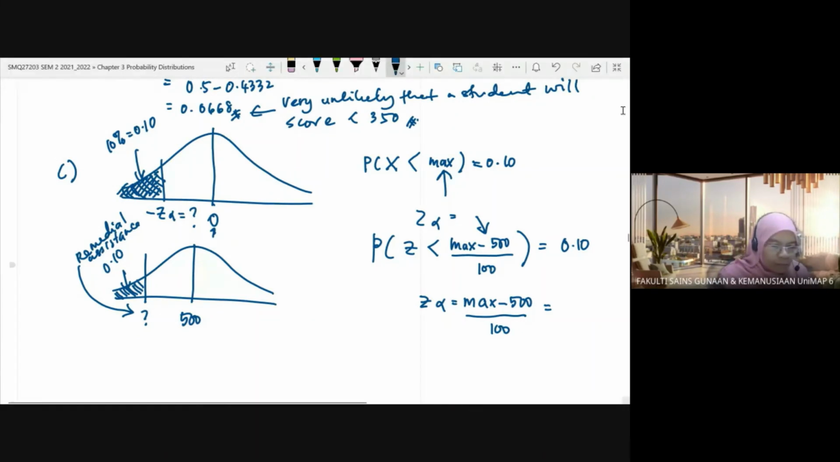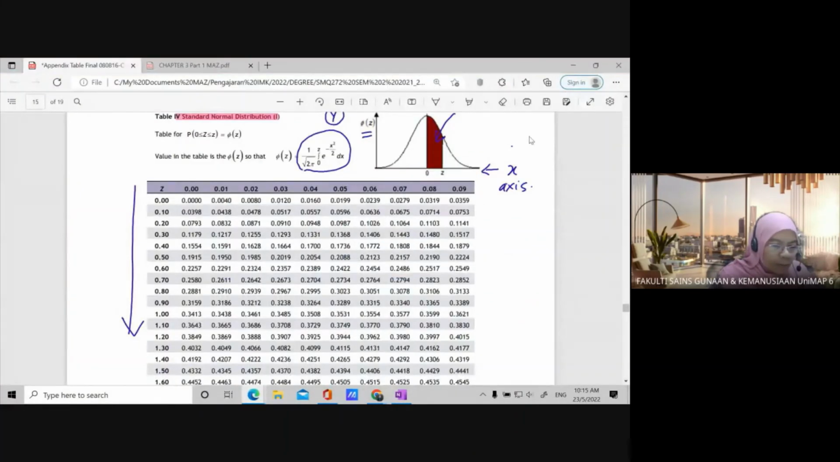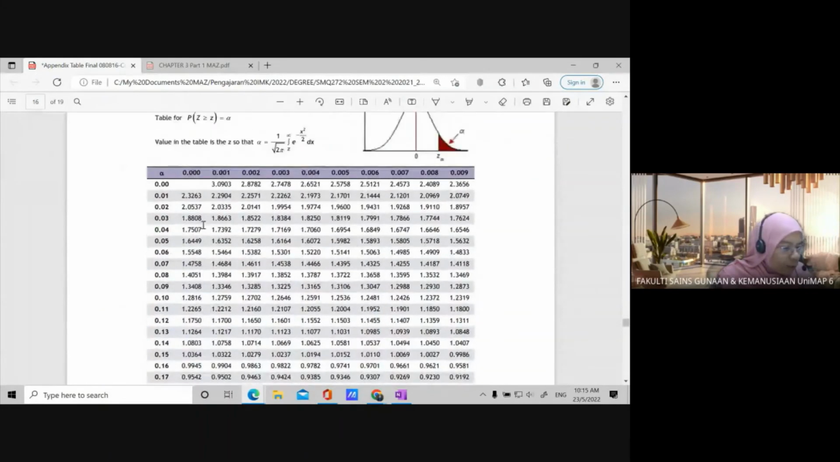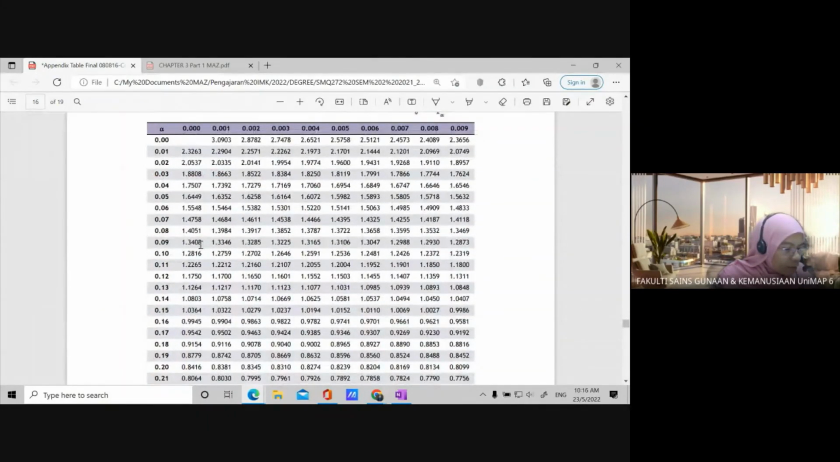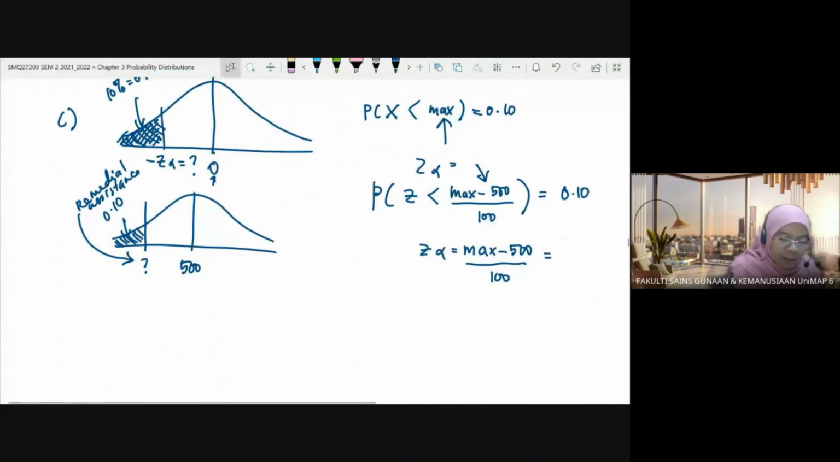0.10. The upper table is for alpha 0.10. So the second table, 0.10. This is the value of Z alpha, right, class? 1.2816. Okay, so for 0.10, the area of alpha, or the probability value, the Z alpha is 1.2816. So go back to your calculation. This is given by negative 1.2816.